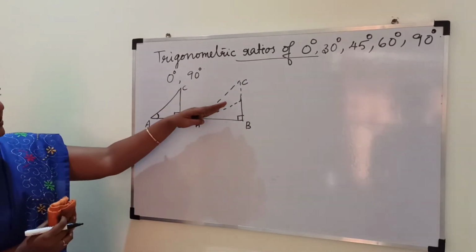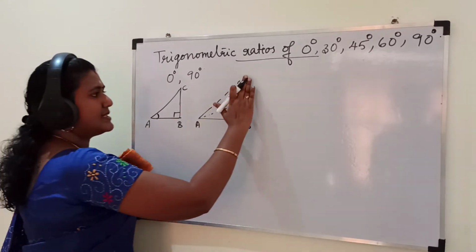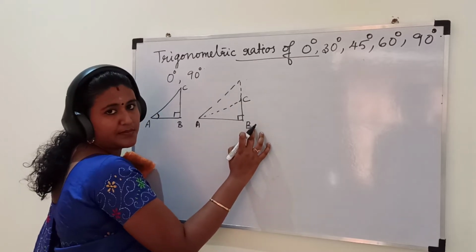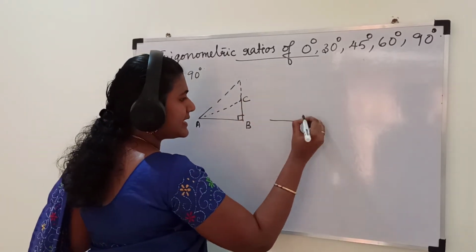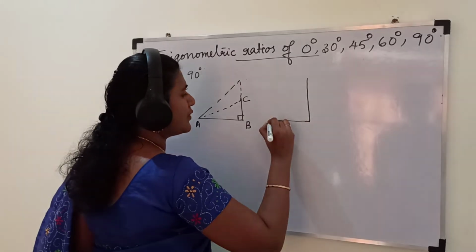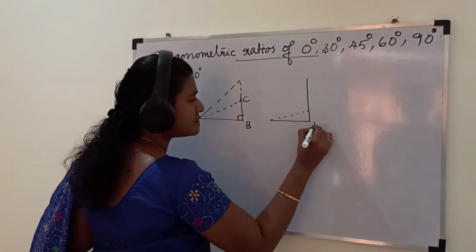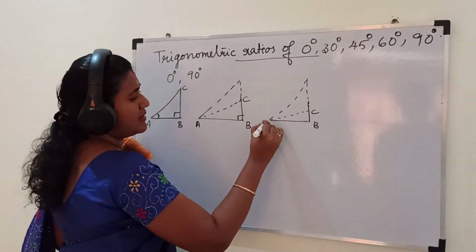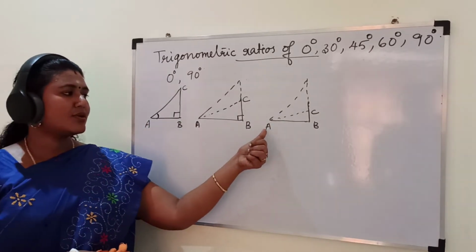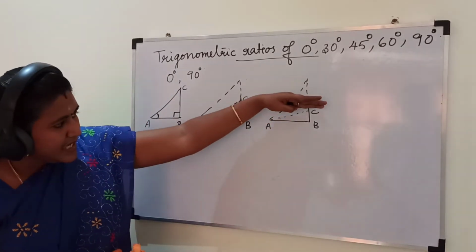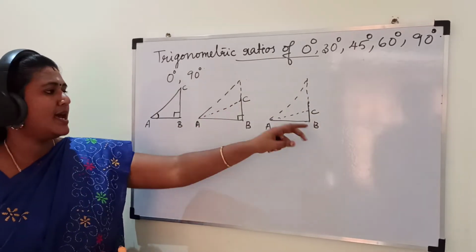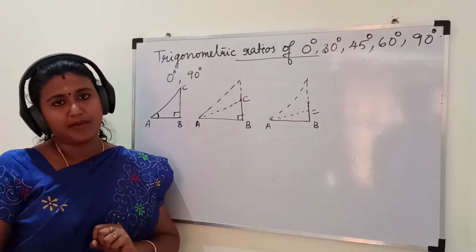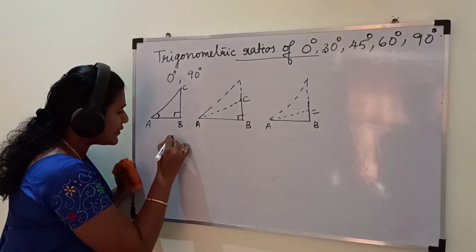If A is getting closer, then the side BC reduces and C is getting closer to B. And again, in the next case, when A is very close to 0, when A gets closer and closer to 0, C becomes very close to B and the side AC will be the same as AB. Now we will define sine 0 degree.